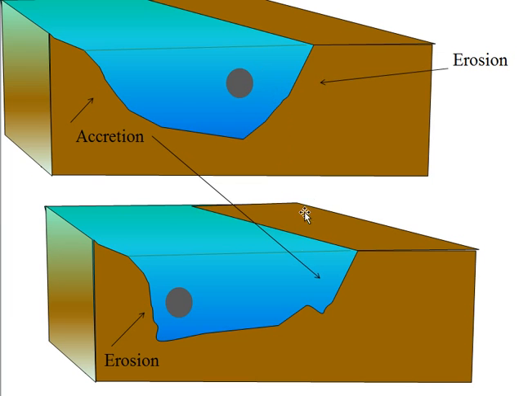Now if you go further down the river, because this thing has a spiral tendency, the thalweg and that column of water, you may see that the thalweg has moved to the other side of the stream. And now erosion is happening on this side and accretion is happening over on the right side.